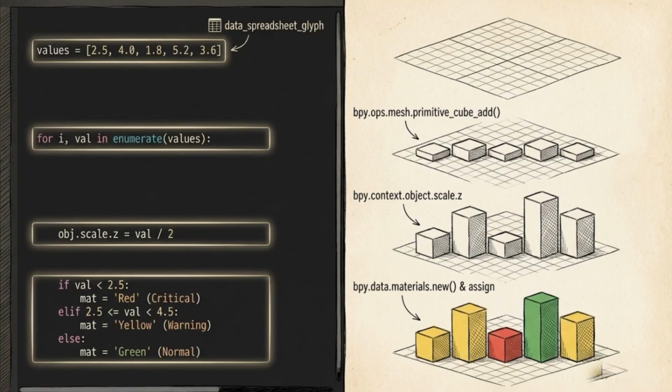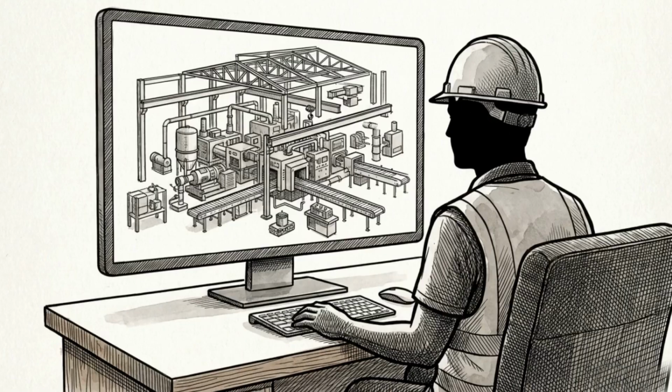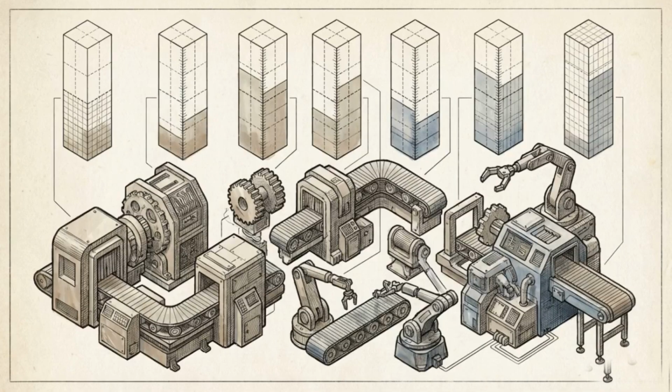Math scales their vertical height proportionally. Then conditional logic assigns color, green for normal, yellow for warning, and red for critically low. Throughout this entire sequence, the user performs no manual 3D modeling. Raw numbers have been algorithmically compiled into a spatial, immediately understandable 3D dashboard.